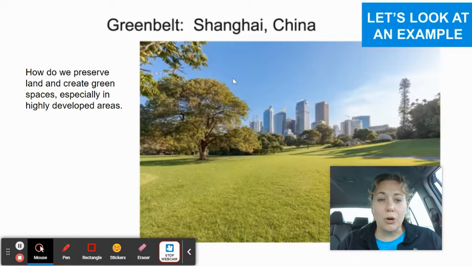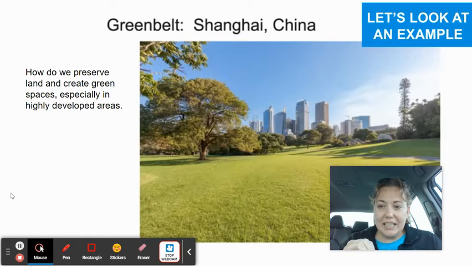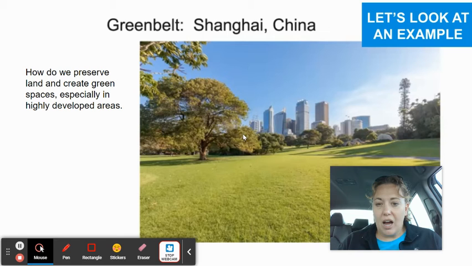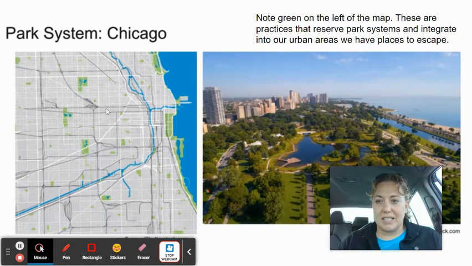Okay, so a green belt, that is a purposeful space in a city that cannot be developed. So that could be a park, or it could just be literally an open area that they have preserved, especially in a highly developed area. So like here's Shanghai, China, making sure that there is green space around that. Okay. Love this. This is Chicago, Illinois. All the green on this map are going to be open park systems, and they've again been purposely integrated into the urban setting here.